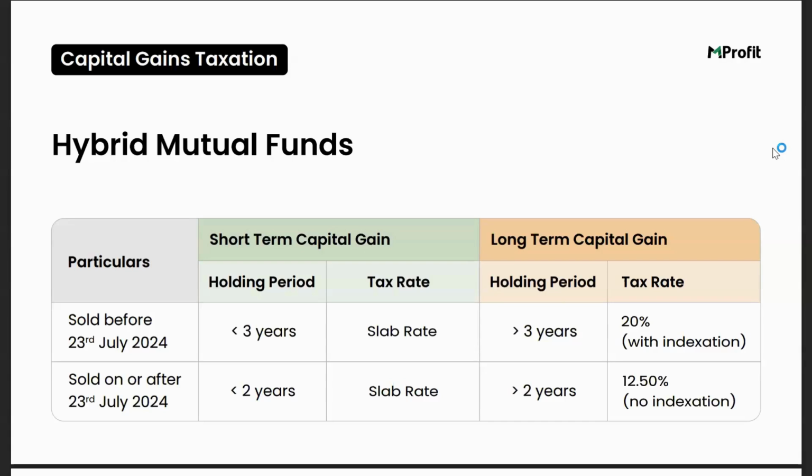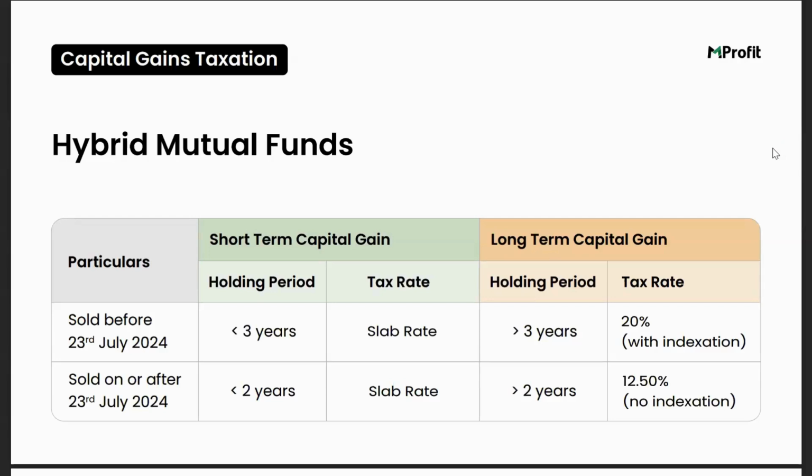If you are selling the hybrid mutual fund post completion of 2 years and on or after 23rd of July 2024, it will be classified as a long-term capital gain and the tax rate will be 12.5%, but here no indexation benefit will be provided to you. So the indexation benefit is only applicable if you are selling the mutual fund before 23rd of July 2024. If any sale is happening on or after 23rd of July and the classification is that of a long-term, indexation benefit will not be applicable.